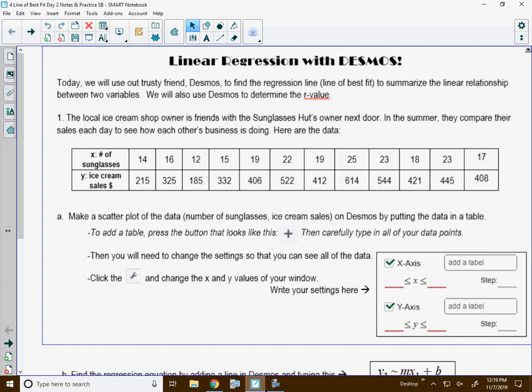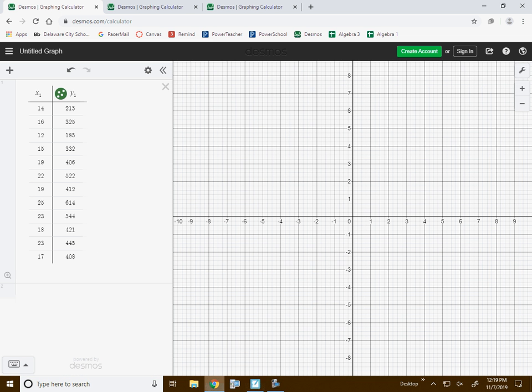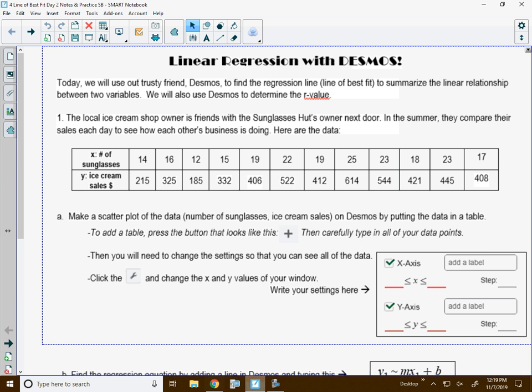Okay, back to our notes really quickly. When we graph this, we will not be able to see the data points. Like if you look at Desmos right now, you should not be able to see any data points. We're going to fix that. So look at your table.